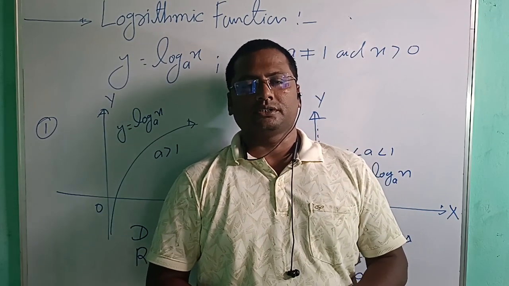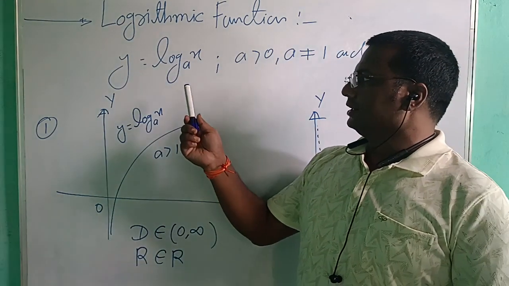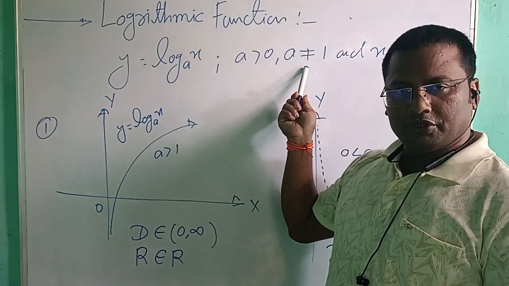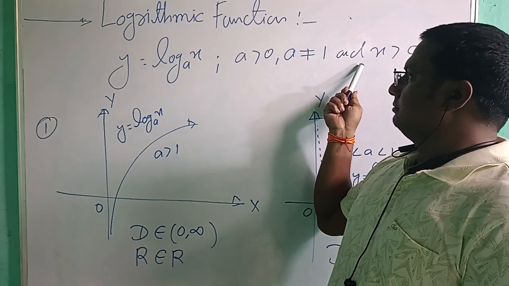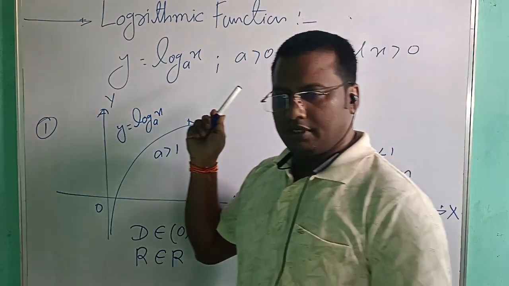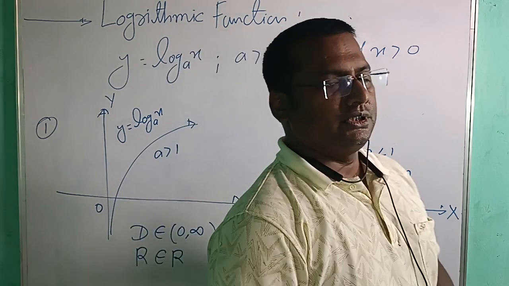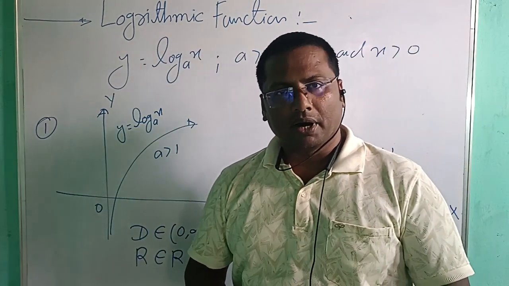Now we are going to discuss the logarithmic function. So the condition for this logarithmic function: a must be greater than 0, a should not be equal to 1, and x must be greater than 0. This is the condition for the logarithmic function. You can say that under this condition the logarithmic function is defined.